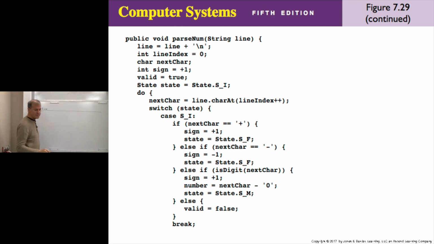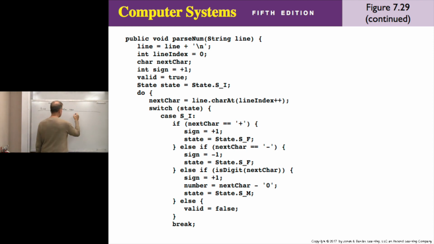What other local variables do we have? Next local: lineIndex. Next: nextChar. Then sign, and that's an int. What's the next variable? Valid. Notice it doesn't say Boolean valid. Why not? Because valid is the attribute. It's already declared as an attribute of the class. Is everybody clear on that?